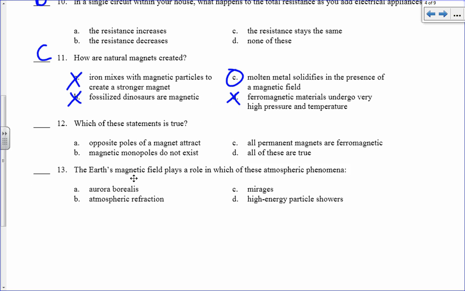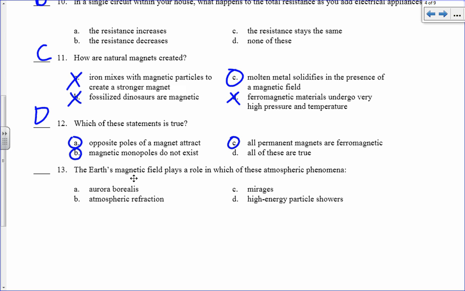Which of these statements is true? Opposite poles of a magnet attract. That's true. Magnetic monopoles do not exist. That's also true. All permanent magnets are ferromagnetic. That's true. Not all ferromagnetic materials are permanent magnets, but it is true that all permanent magnets are able to be magnetized, and so they're ferromagnetic. So D is the answer for number 12.